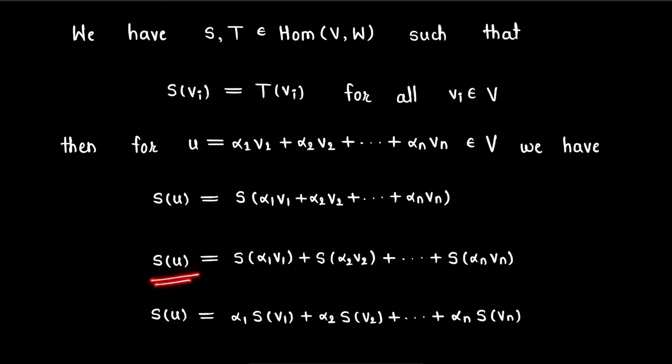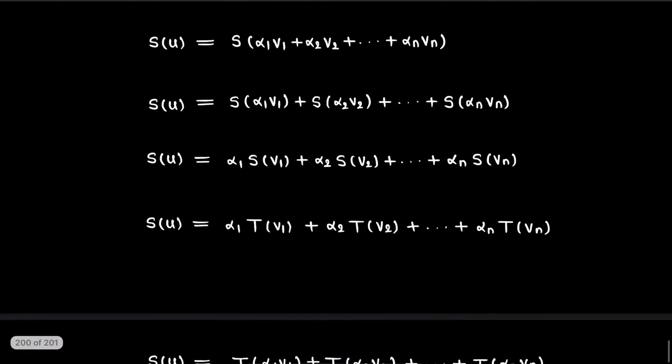So we have S of U equals S of alpha 1 V1 plus S of alpha 2 V2 plus and so on plus S of alpha n Vn. Next, we have S of U equals alpha 1 S of V1 plus alpha 2 S of V2 plus and so on plus alpha n S of Vn. Since S is a homomorphism, we have used the property of a homomorphism.